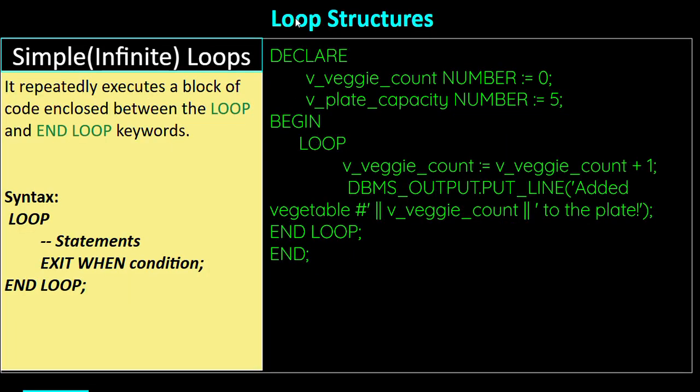Next are loops. We use these to run code repetitively, but you have to be careful not to fall into the infinite loop trap. Take a look at this loop. We have a veggie count starting at 0 and a plate capacity of 5. If we loop and increase the veggie count without checking the plate capacity, the loop will run forever and crash your system. To fix this, we use the EXIT WHEN clause.